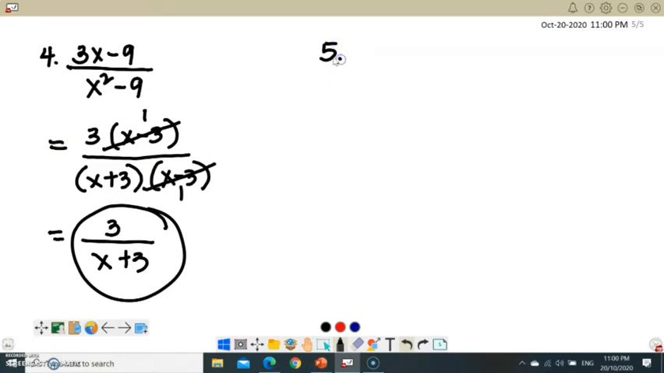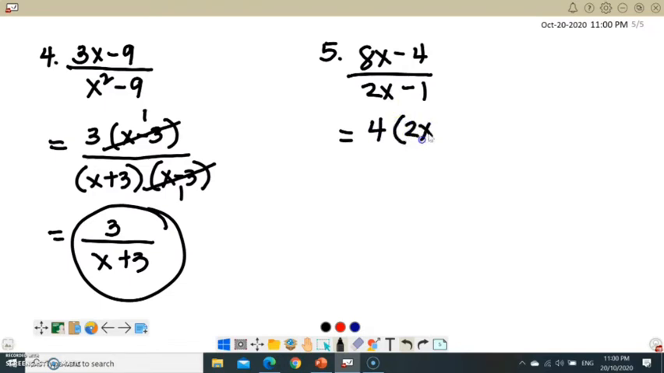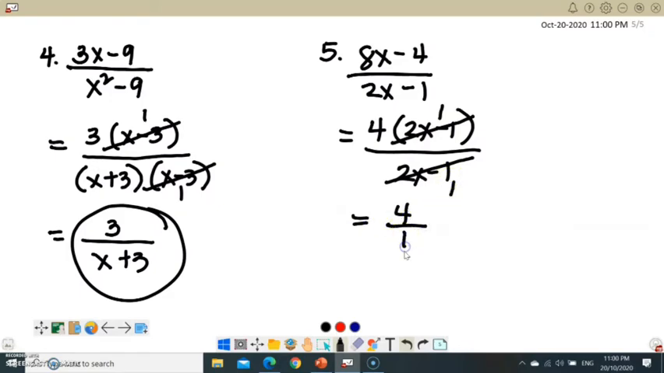Let's have number 5. 8x minus 4 over 2x minus 1. So we factor the numerator. So we have 4 multiplied by 2x minus 1, over 2x minus 1. Cancel 2x minus 1 and 2x minus 1. What's left here is 1 and 1. So 4 times 1 is equal to 4. On the denominator, what is left is 1, and 4 divided by 1 is equal to 4. Can you follow?